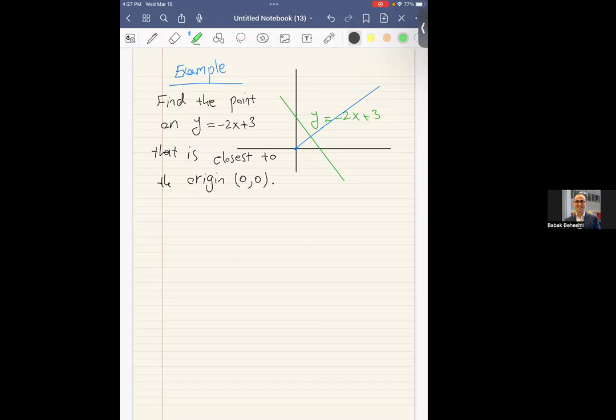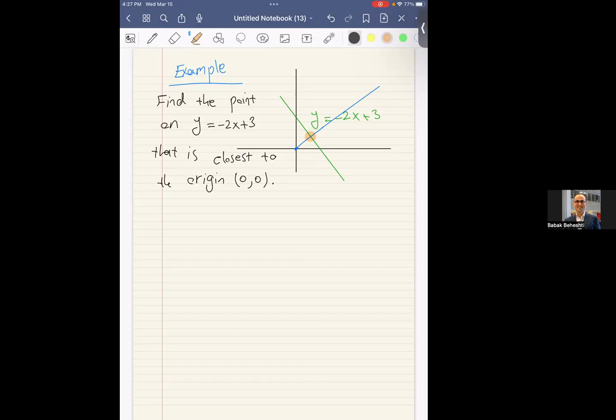We know that the closest point should be perpendicular to the origin. I mean, the line that passes through the origin must be perpendicular to this line. And the point we are looking for must be the point of intersection of these two lines, right? This point, the intersection. So how do I find the point of intersection using only elementary school math?